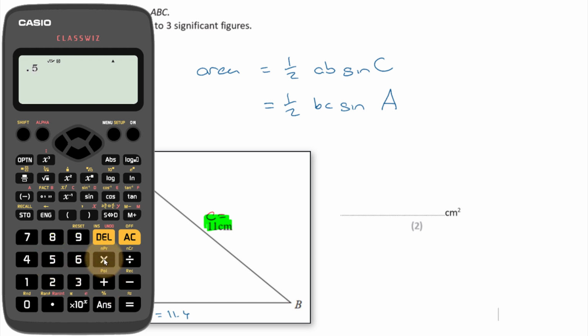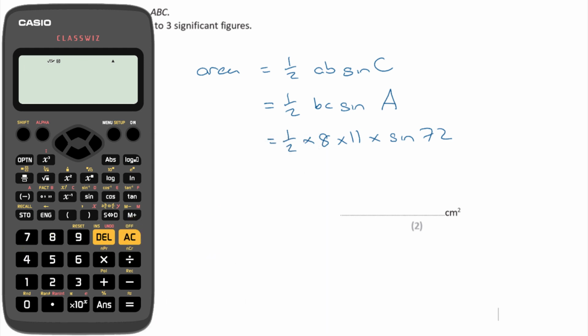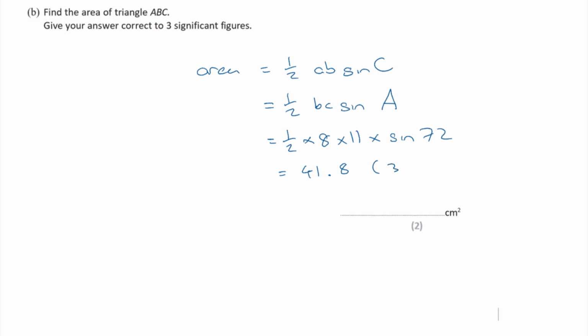Okay, so as long as you've got 2 sides and the included angle, you're good to go really. So that's a half times the 2 sides, 8 and the 11, and the sine of the included angle, so the sine of 72. So what's that then? 0.5 times 8 times 11 times the sine of 72. That comes out to be 41.8 to 3 significant figures. 41.8 centimeters squared to 3 significant figures.